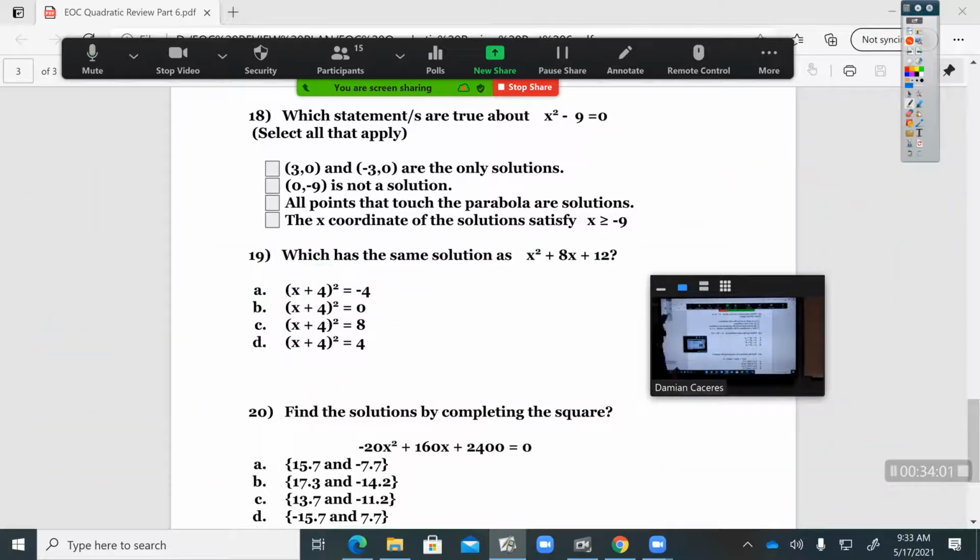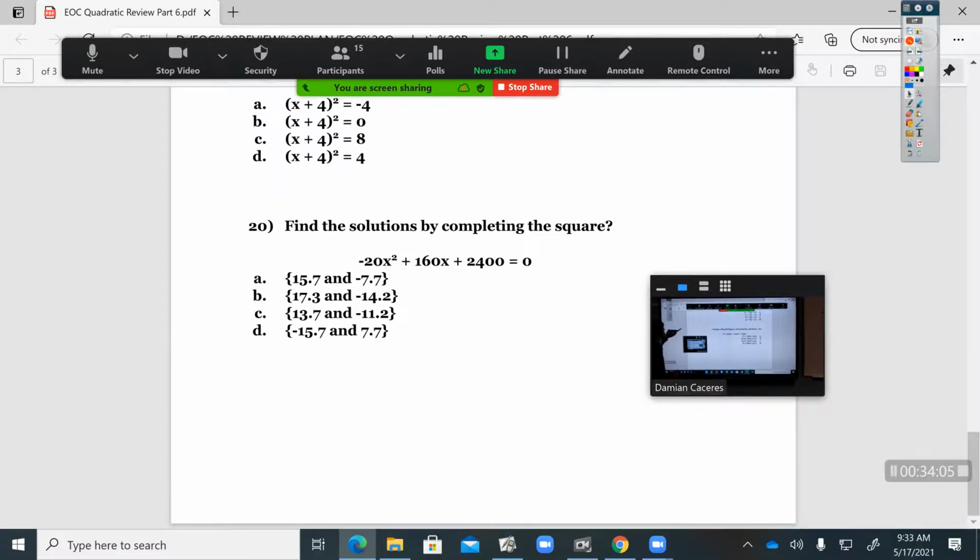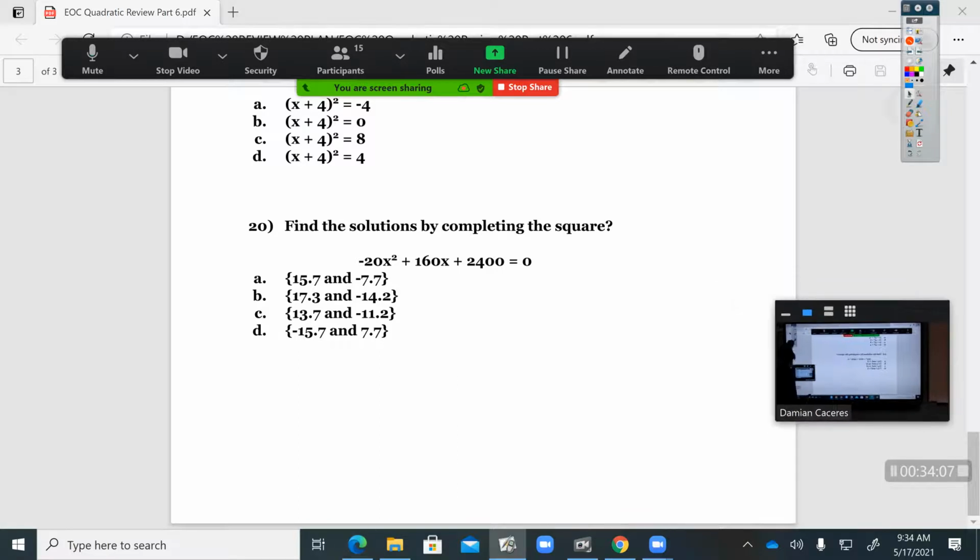All right. Now we get to the final question. On this one, we have no choice, right? We have to solve by completing the square. Correct? Why? Yes, it tells you to do it. Yes, it tells you to do it, right?